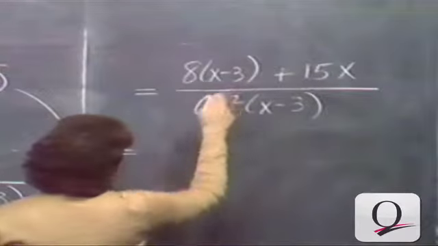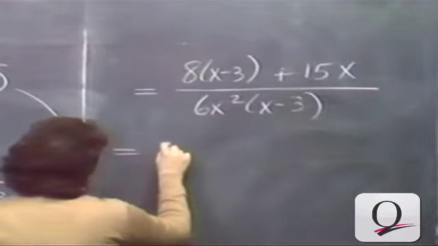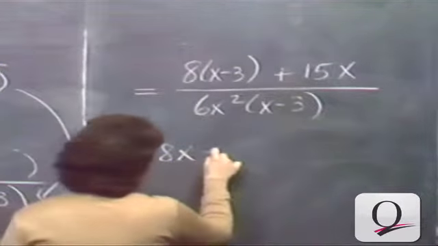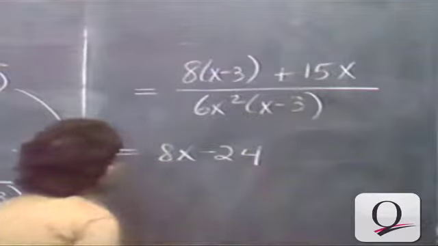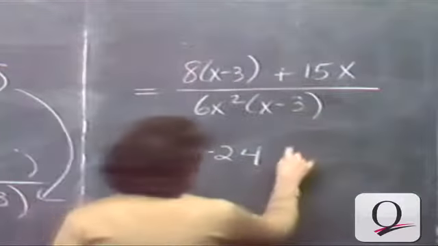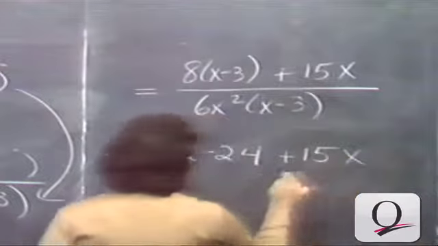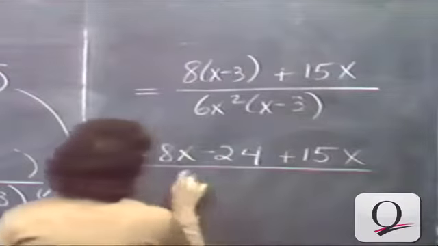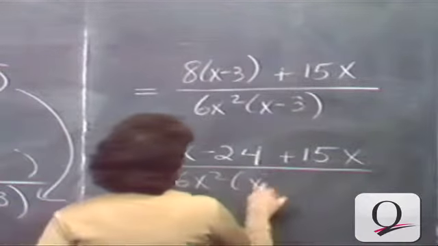We can distribute the 8 through the parentheses. We get 8 times x minus 8 times 3, 8x minus 24, plus 15x, over 6x squared times x minus 3.